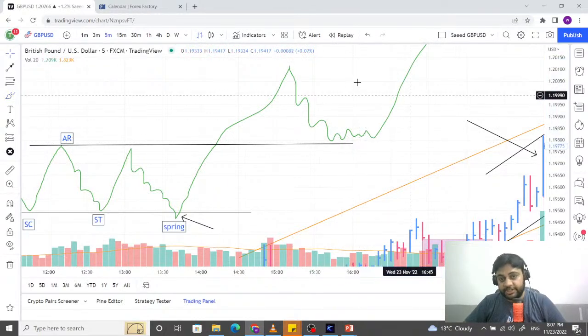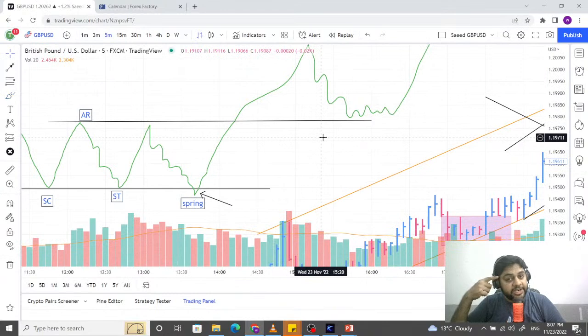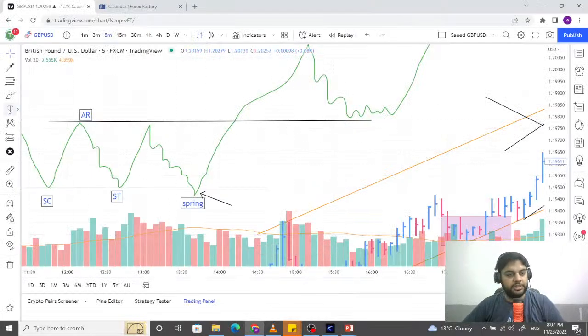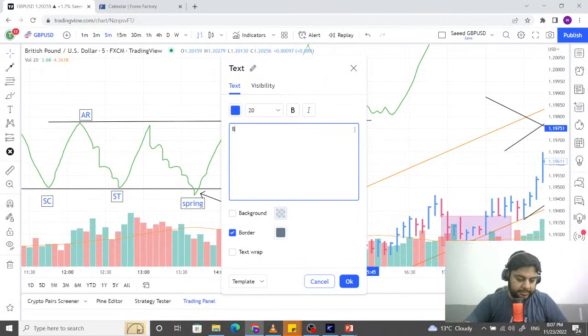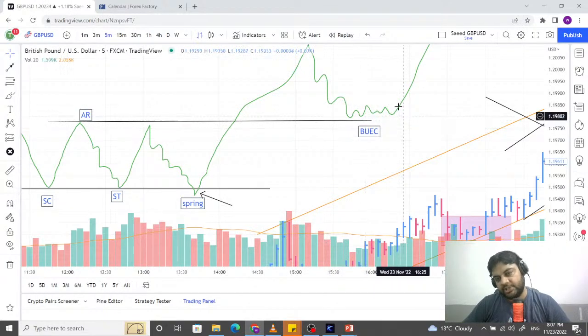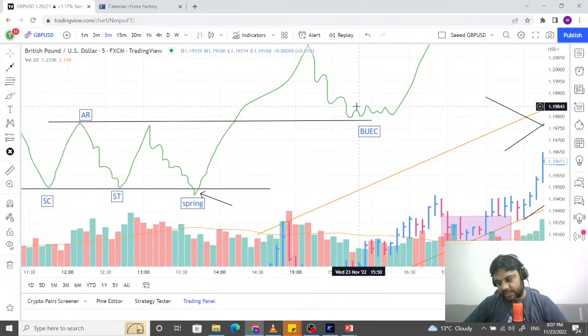But you need lots of practice to understand this, to drill it in your head, because that's what is important. So you have the jump across the creek, and then you have the back up to the edge of the creek. We call this BUEC. Back up to the edge of the creek. BUEC. You can actually also call this reaccumulation or something like this.